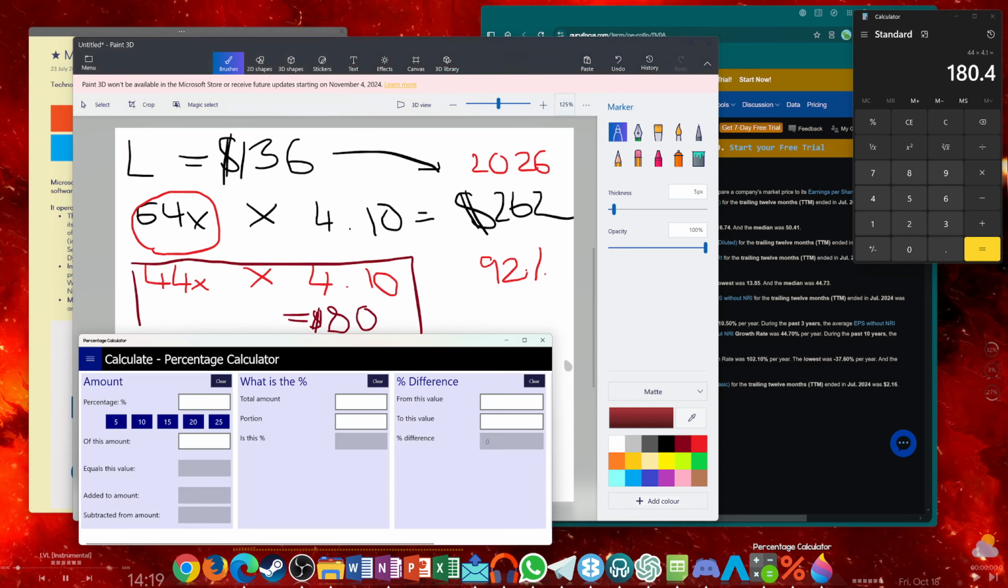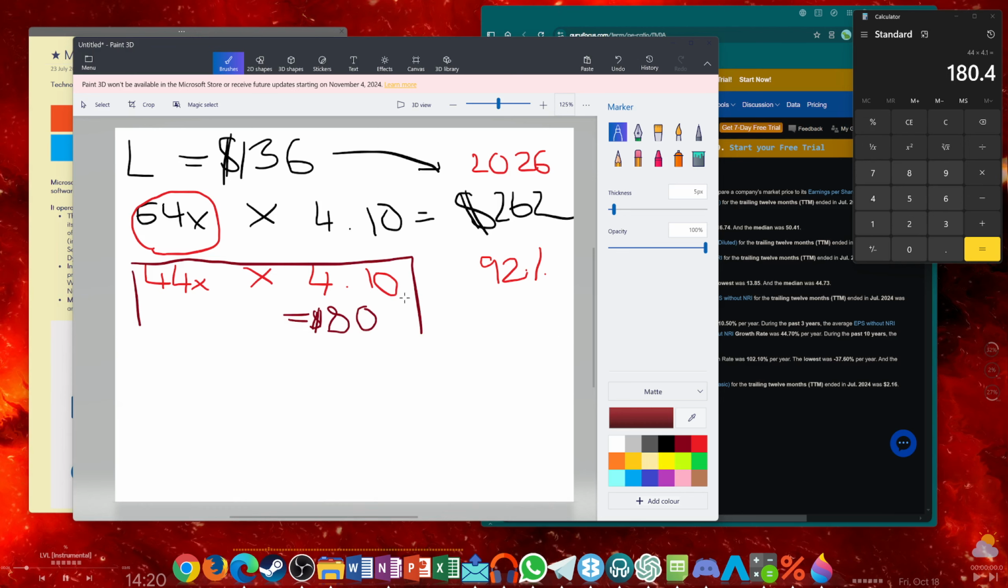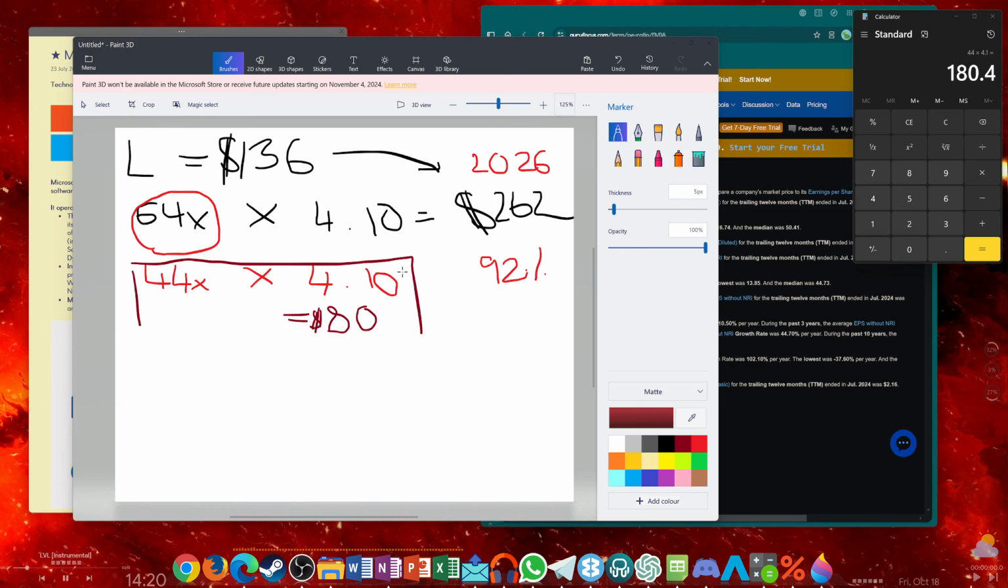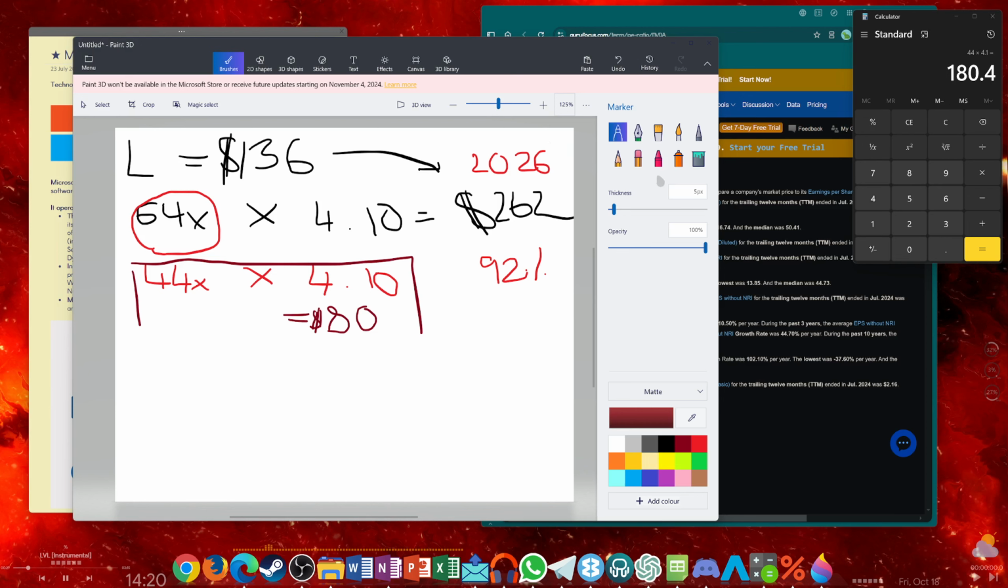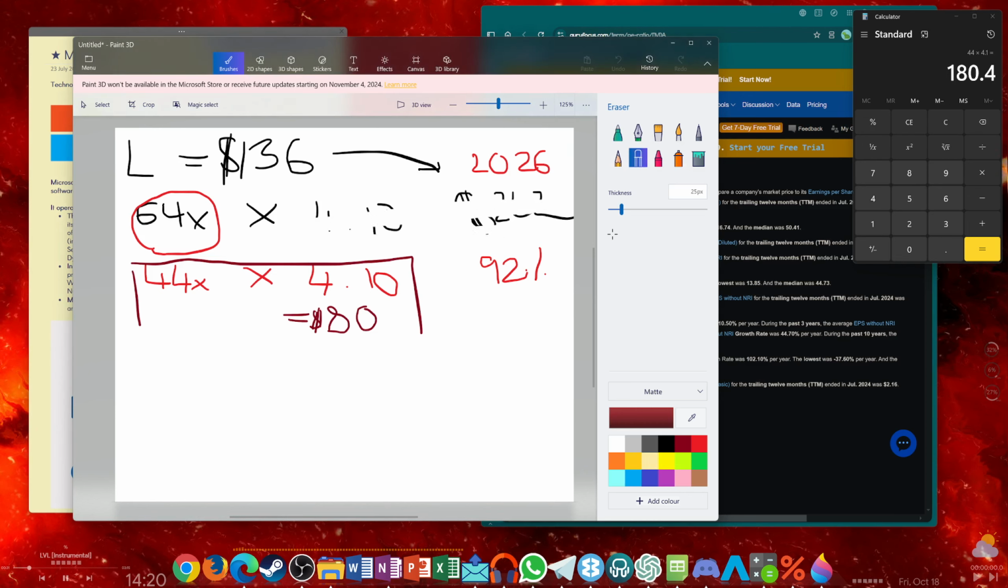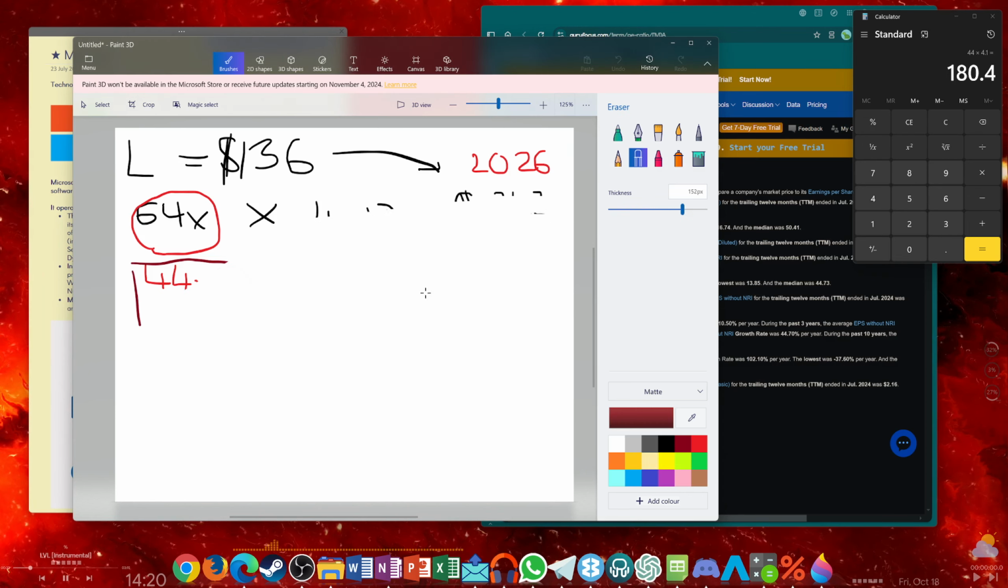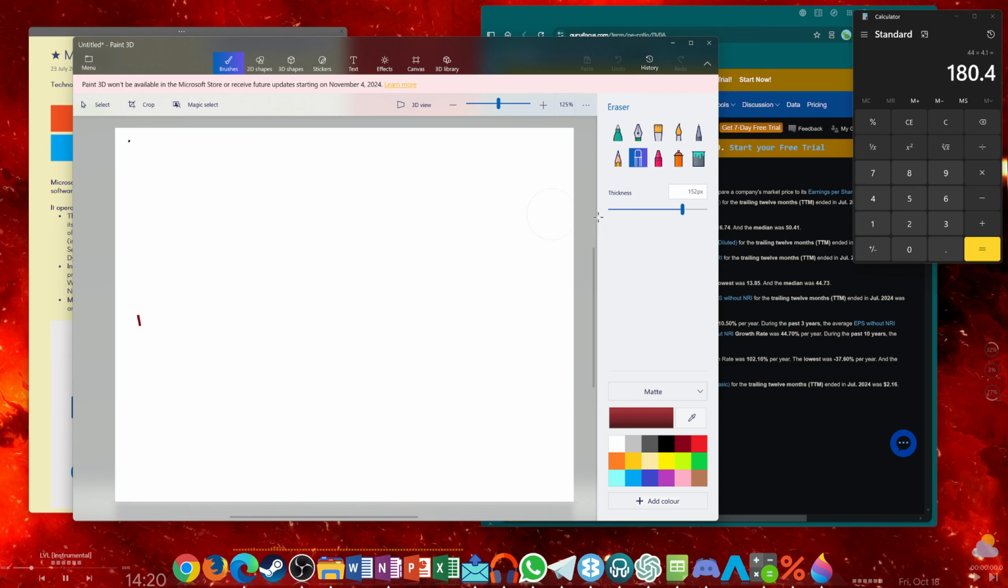And obviously 180 to 260. Sorry, that was wrong. 136 to 180 would be 32%, which would beat the S&P 500, but I don't think it would beat the Nasdaq. So there you go. That's that really.